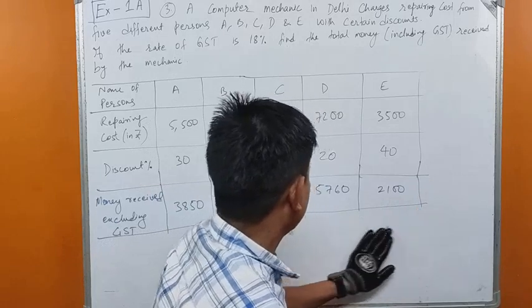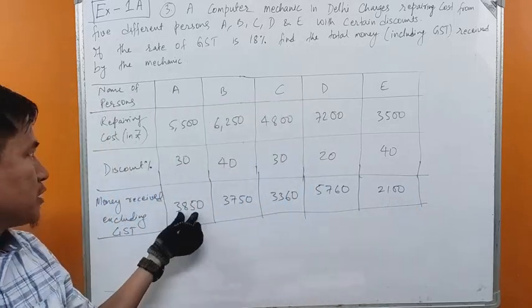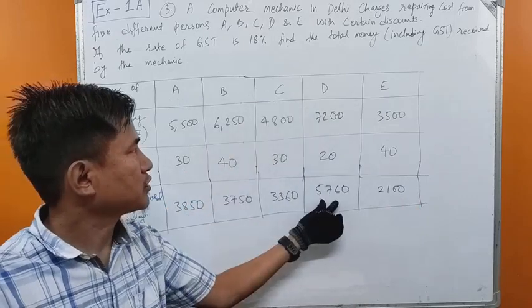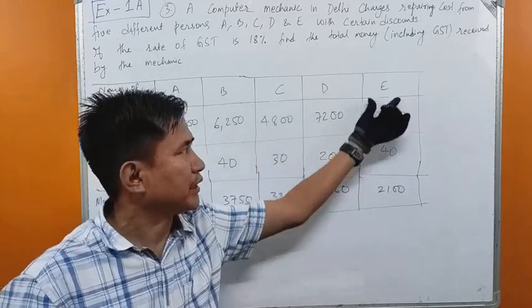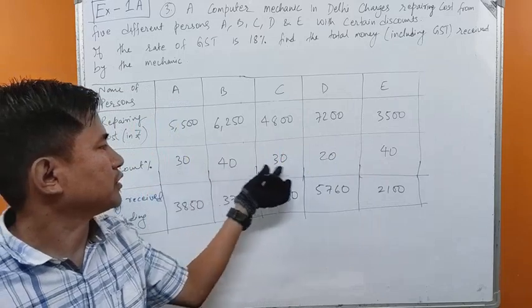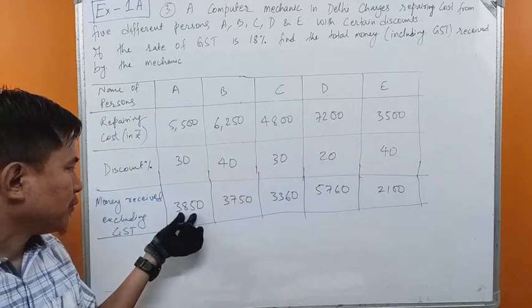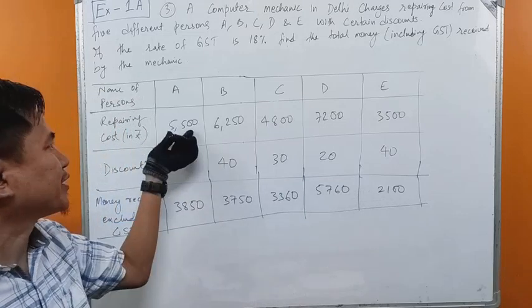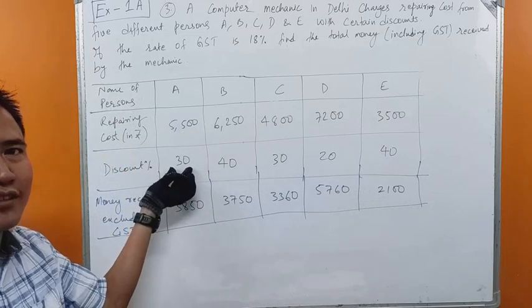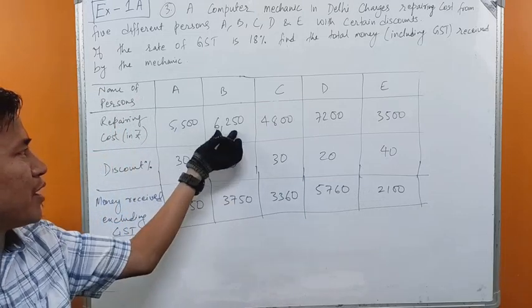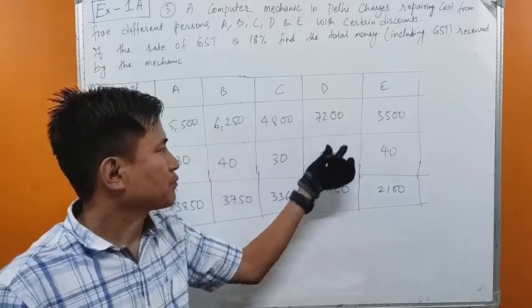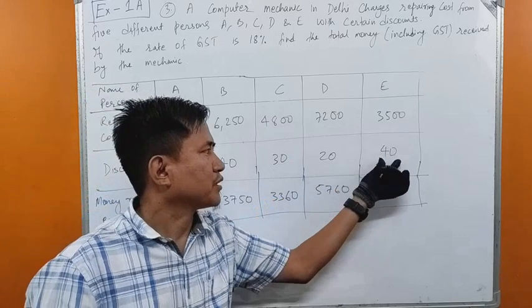So the computer mechanic will receive this amount from A, this amount from B, this amount from C, this amount from D, and this amount from E, after giving discounts, isn't it? So which means basically these are the selling prices, isn't it? Because this is the marked price and this is the discount. So this is the selling price. Marked price minus discount, selling price.